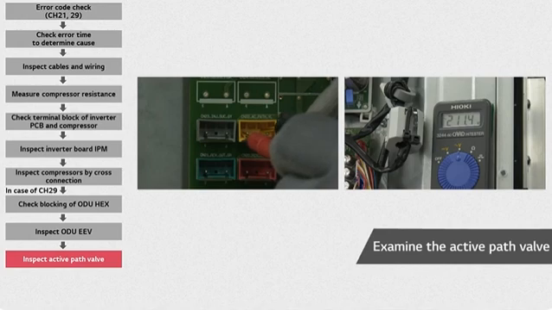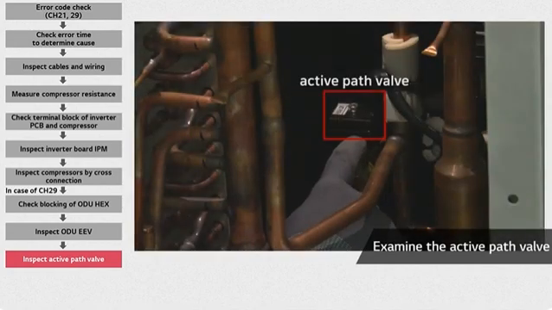A normal value for the output should be 220 volts, plus minus 15%. Finally, check if the active path valve is in a normal location. These steps should solve the problem.